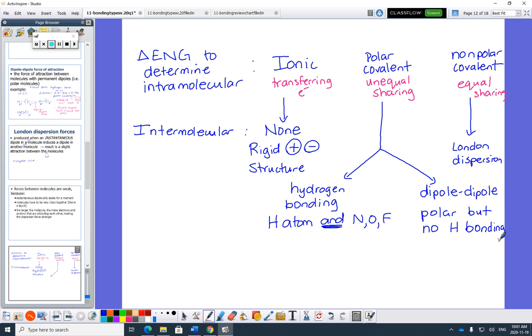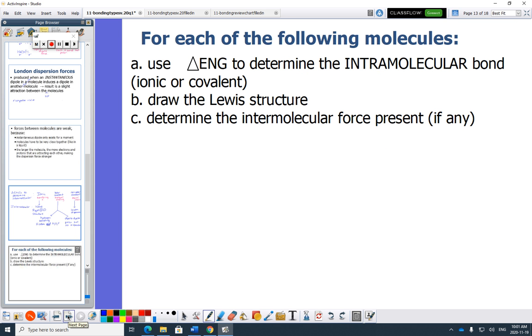Okay, so let's do, and again, I'm not going to make you fill in a chart like this. So if you don't like flow charts, it's not the way you like to study, that's fine, okay? You are going to have to do questions like this one. Part A, use the EN to determine if it's ionic, polar, or nonpolar covalent. We're going to draw the Lewis structure and determine if there are any intermolecular forces.